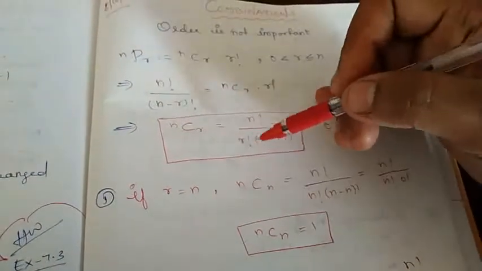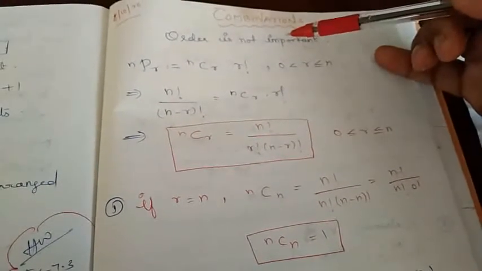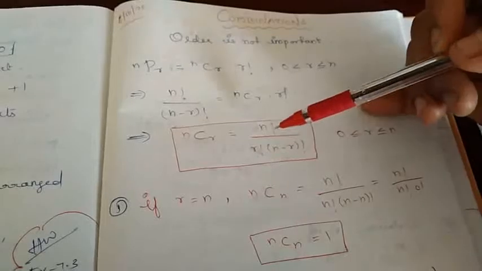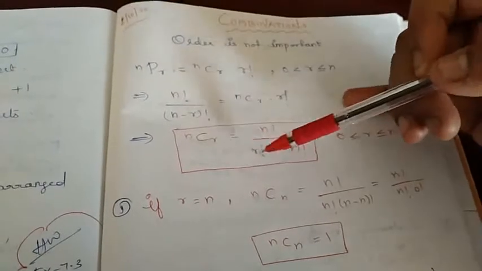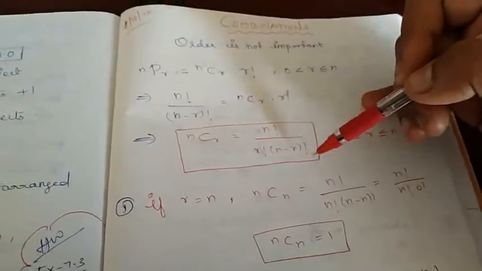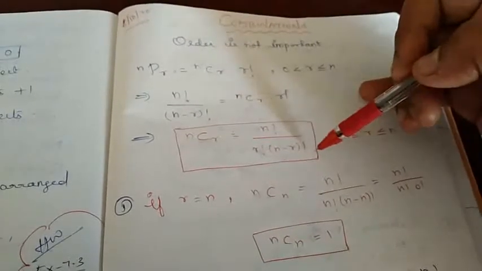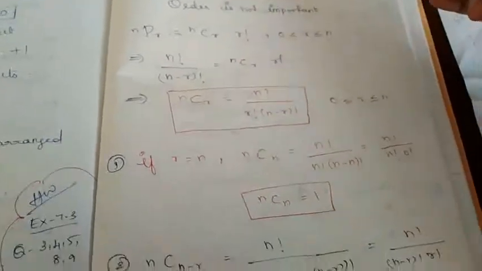nCr is n factorial divided by r factorial into n minus r factorial. When the order is not important, you have to go for combination. Its formula is n factorial divided by r factorial into n minus r factorial. And for nPr, it is n factorial divided by n minus r factorial, right?